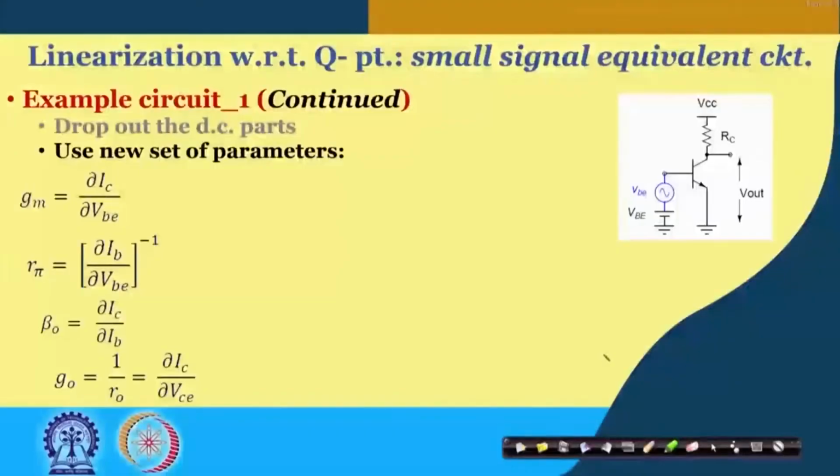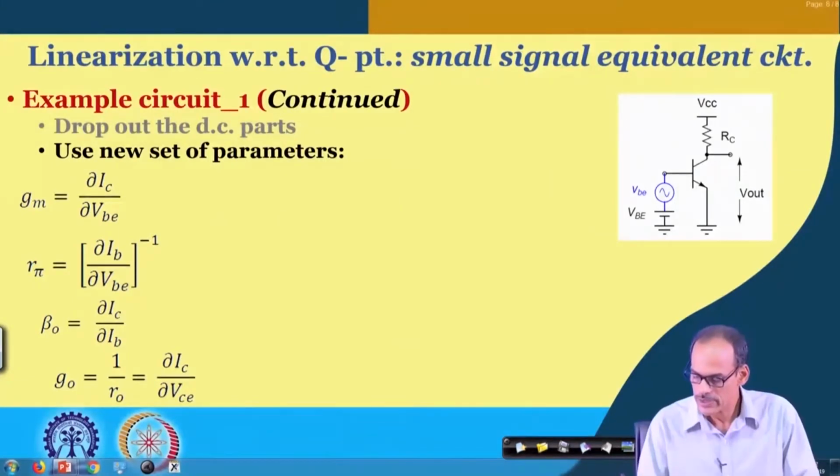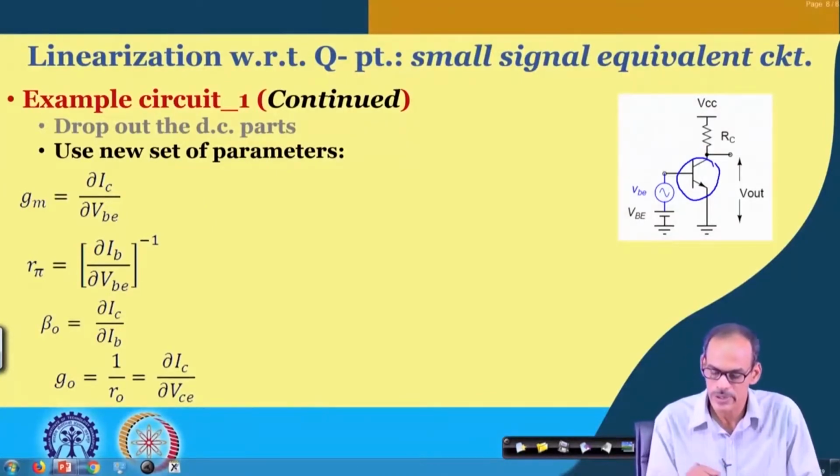So, welcome back after the short break. What we are discussing is the small signal equivalent circuit with respect to the operating point, which is basically linearization. We are talking about how, once we have the circuit, we linearize the circuit. Whenever we are considering the small signal equivalent circuit, let me quickly draw the circuit.